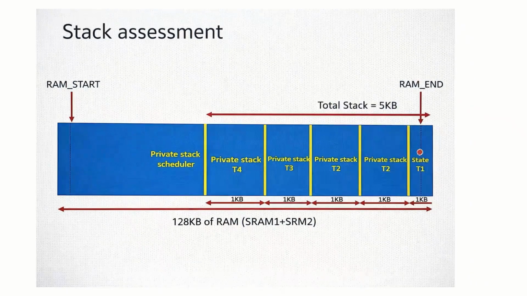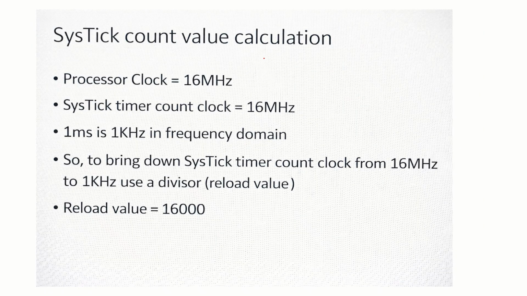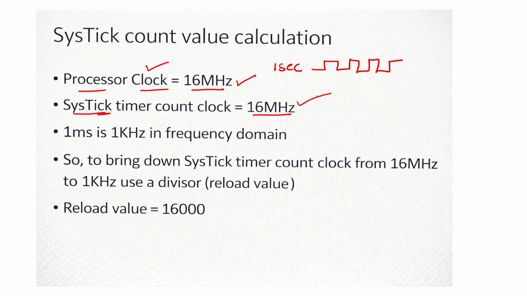Now let me explain. Our ARM Cortex-M processor clock is 16 megahertz. That means in one single second, our processor clock generates 16 million cycles. If you closely observe the ARM Cortex-M4, the SysTick timer is directly connected to the processor clock. That means the clock speed of the SysTick timer is also 16 megahertz. So both the processor clock and the SysTick timer clock are the same.